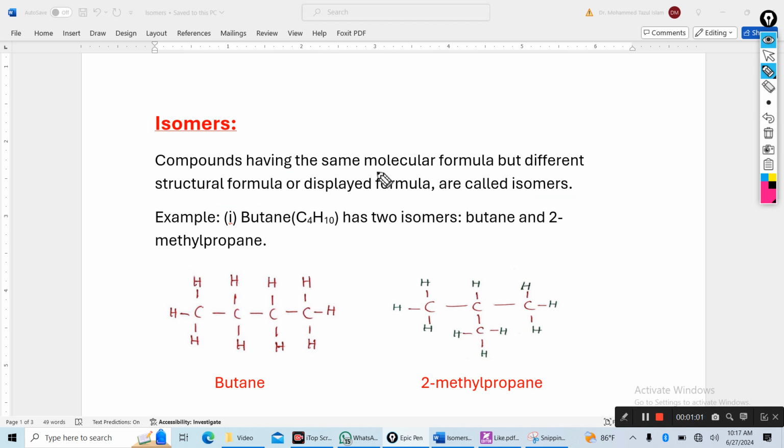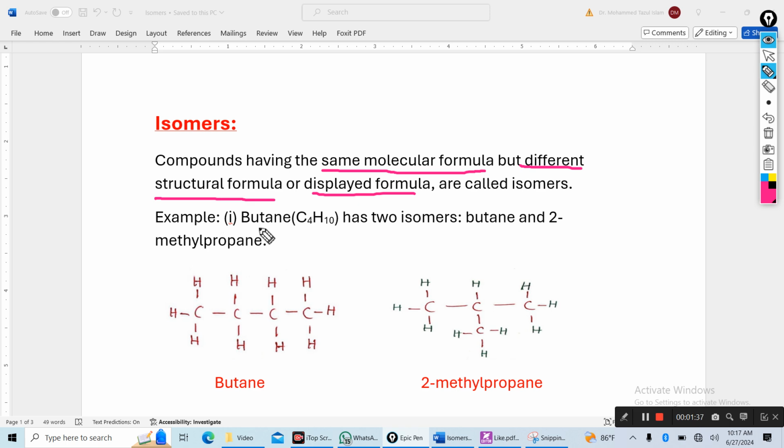Isomers: compounds having the same molecular formula but different displayed formula are called isomers. Important point: same molecular formula but different structural formula or displayed formula are called isomers.